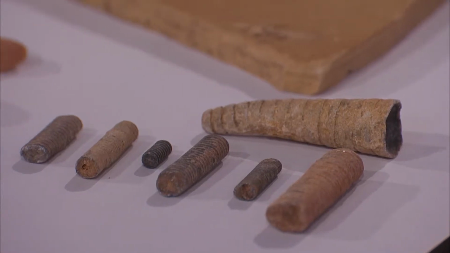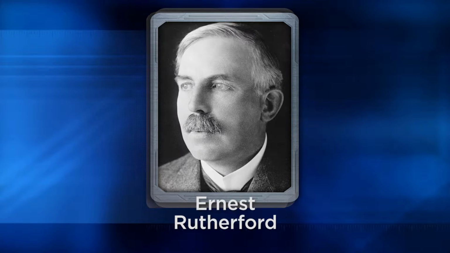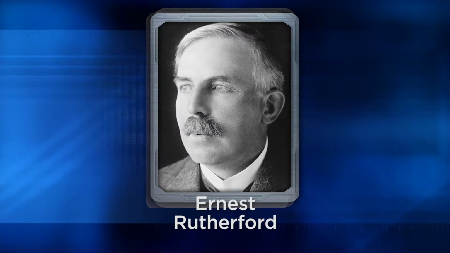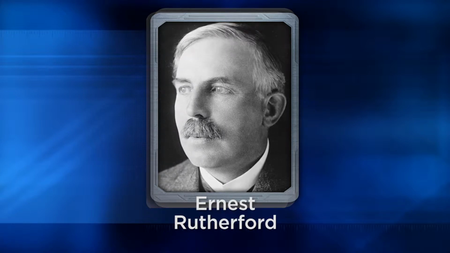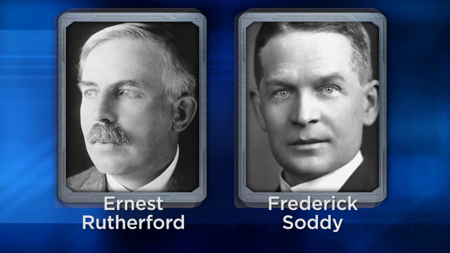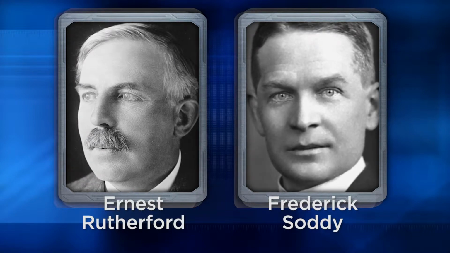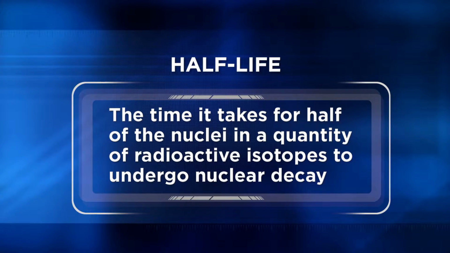But before I can explain exactly how radioactive atoms are used to date fossils, you'll need some additional information. You might remember Ernest Rutherford from our lessons on atomic theory back in Unit 3. In 1890, Ernest Rutherford studied uranium and other radioactive atoms with chemist Frederick Soddy, and they noticed that the isotopes decayed in a predictable pattern. They called this predictable pattern a half-life. Half-life is the time it takes for half of the nuclei in a quantity of radioactive isotopes to undergo nuclear decay.